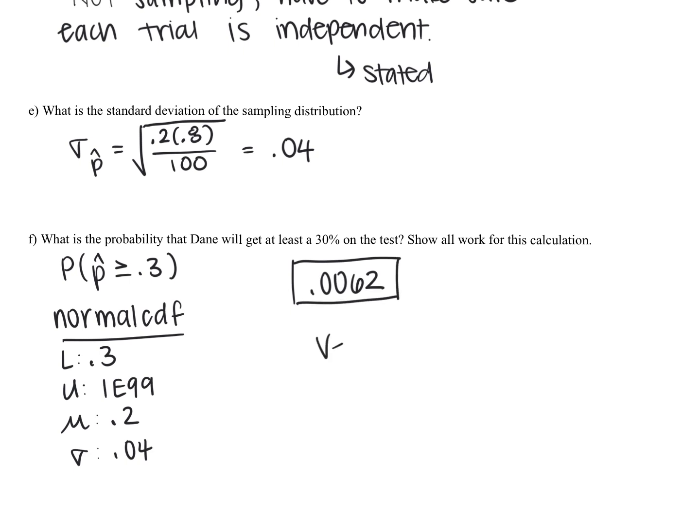So it's very unlikely. That is less than 1%. There is a less than 1% chance that Dane gets at least a 30%, which means the more that percent goes up, the smaller the probability becomes. So if I were to change that to passing, it'd be pretty much impossible because that would be a 60% as it continues to go.